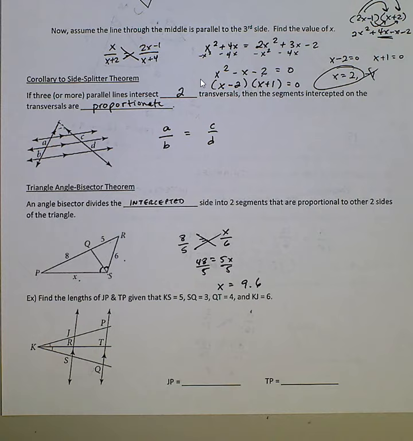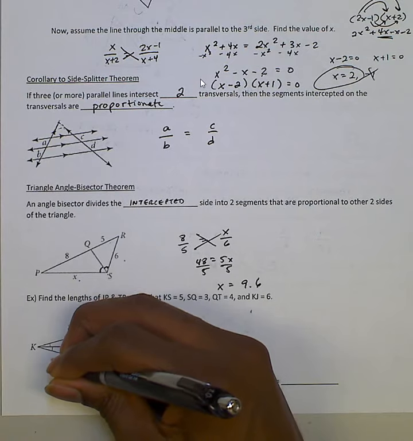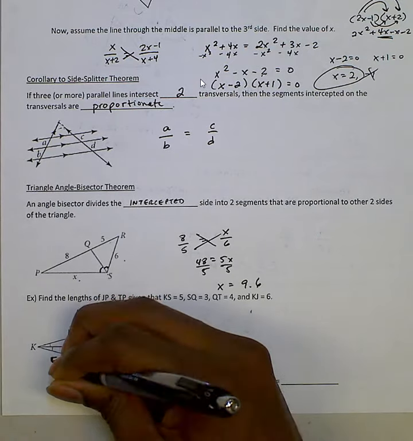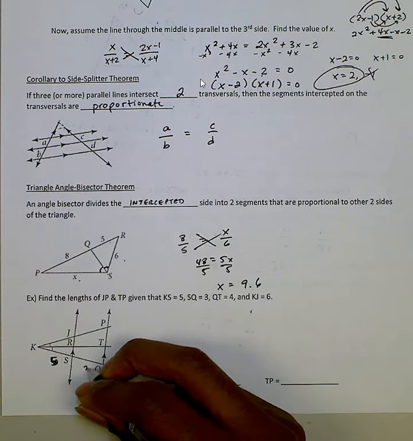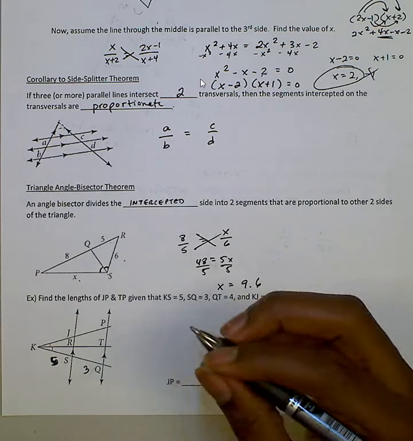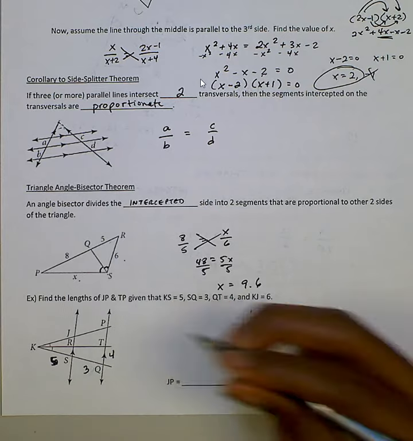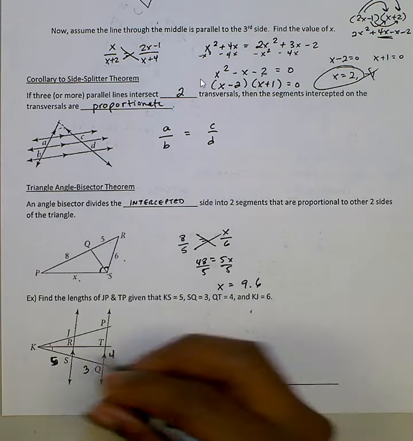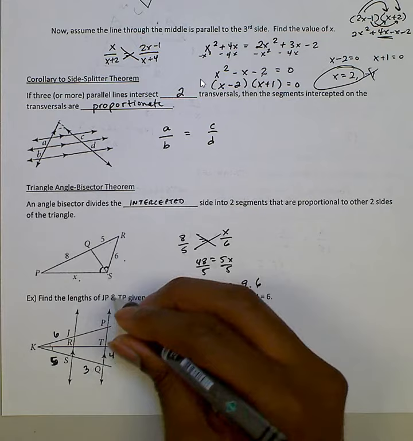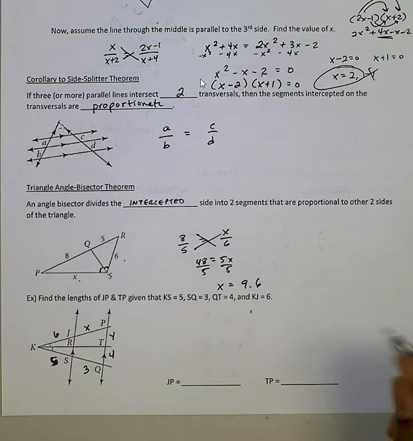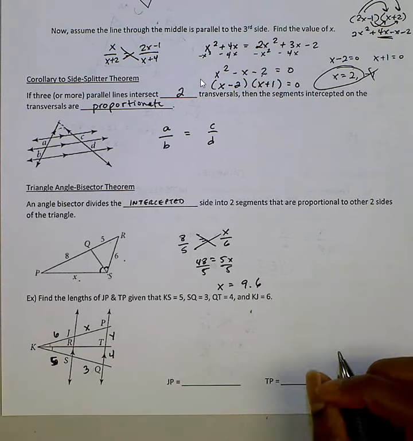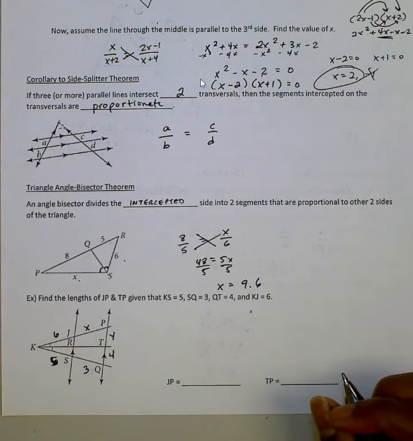Alright. And then it says find the lengths of JP and TP given that KS is 5. Make sure that's 5. Maybe I should write it this way. 5. SQ is 3. QT is 4. And KJ is 6. So we want to find JP, which I'm going to mark with an X, and TP, which I'm going to mark with a Y.